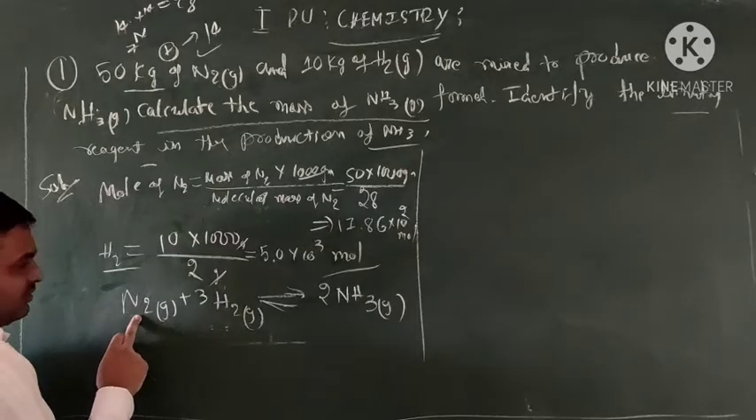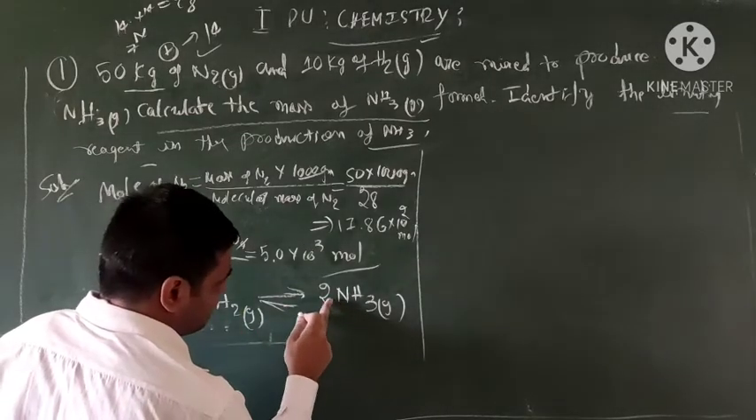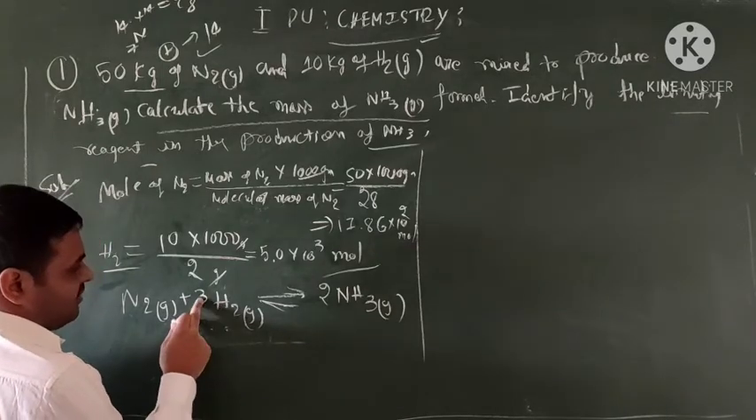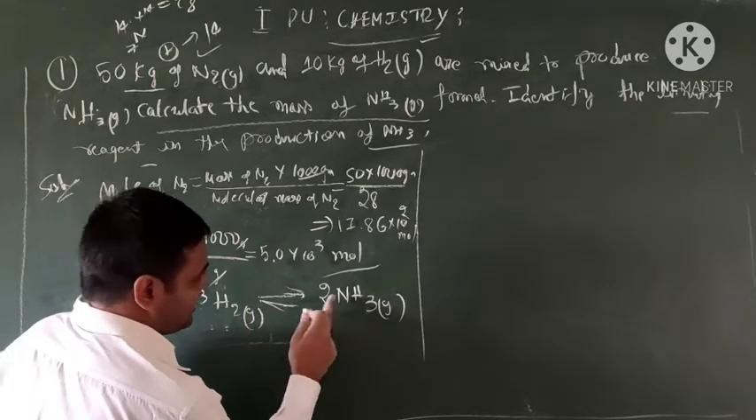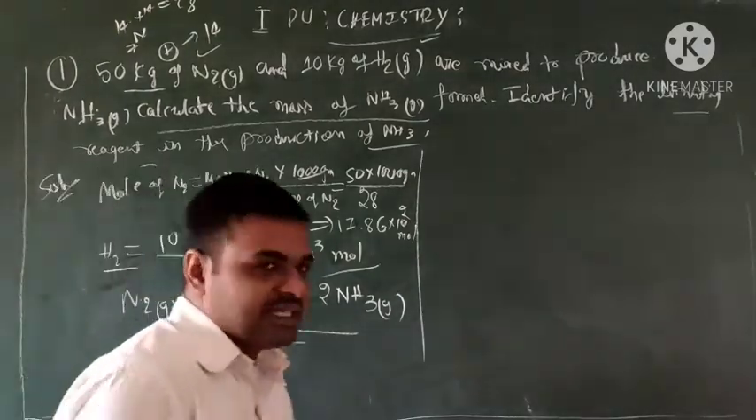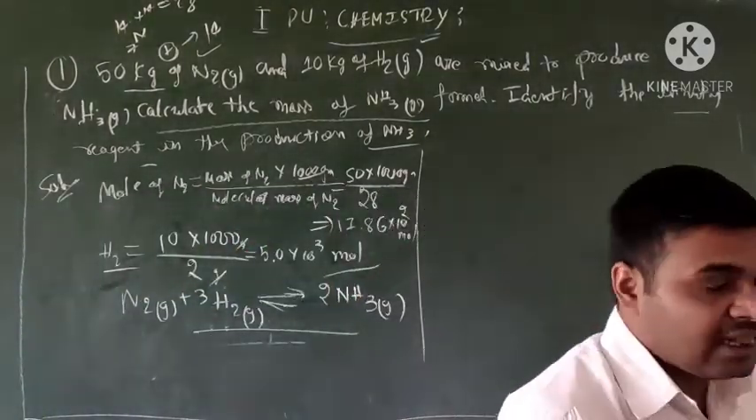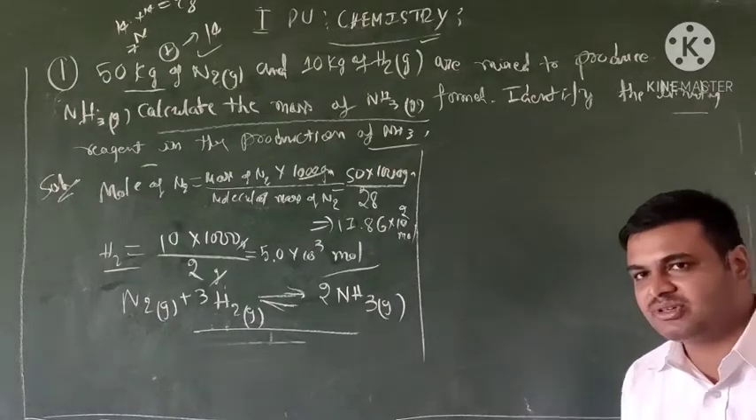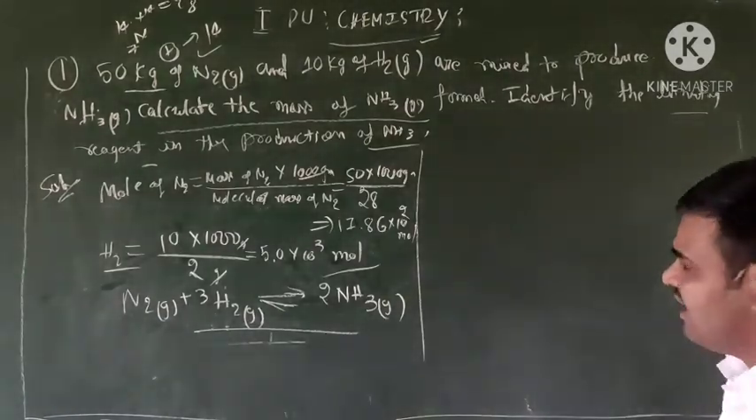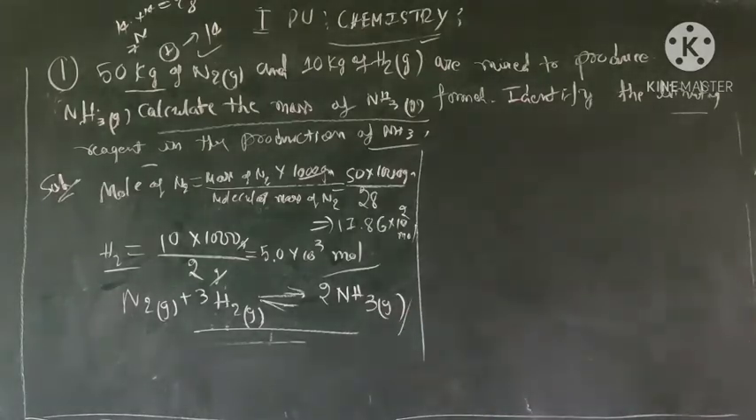N is there, 2 is there. Here also N is 2. So 1 and 2. Then H2, I am saying 3 into 2, 6. 3 into 2, 6. This is the chemically balanced equation. N2 gas plus 3H2 hydrogen gas molecules produce 2 moles of ammonia gas. Okay, this is the equation.